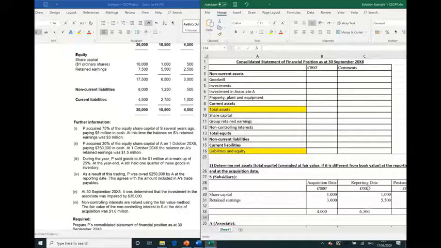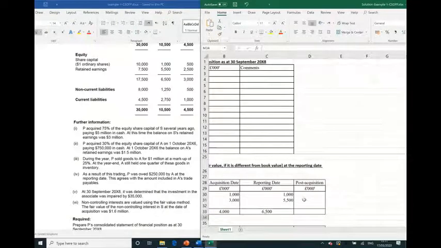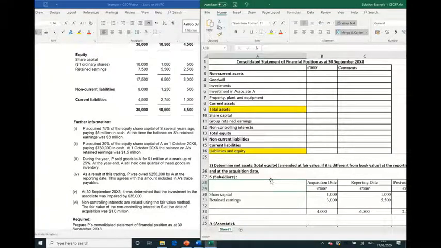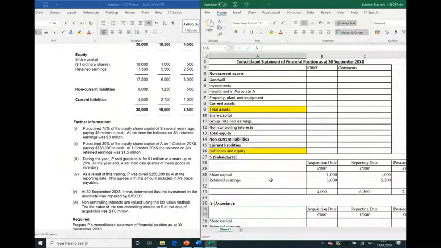And we have here post-acquisition profit, which is the difference between the retained earning at the reporting date and the retained earning at acquisition date. So we have 2,500,000, and there is no change in the capital. So this means that we only have the 2,500,000, which is the post-acquisition retained earning. So this is mainly the next step.